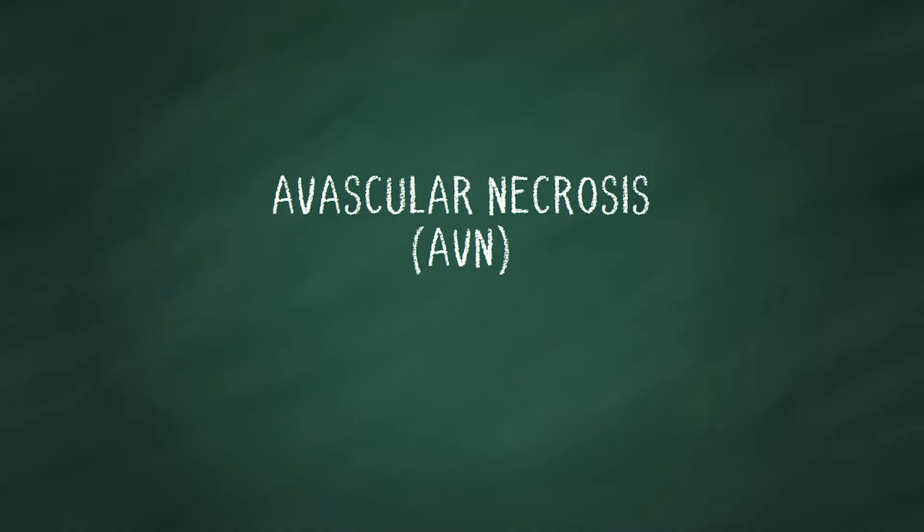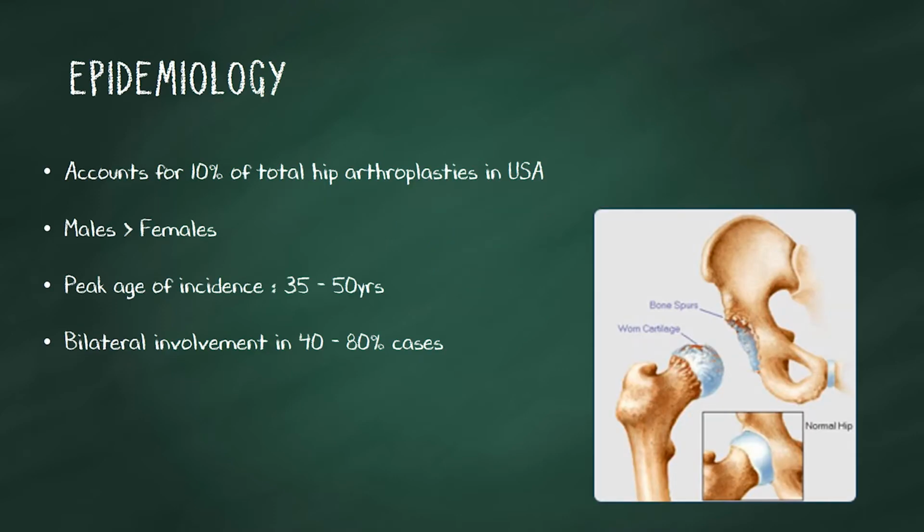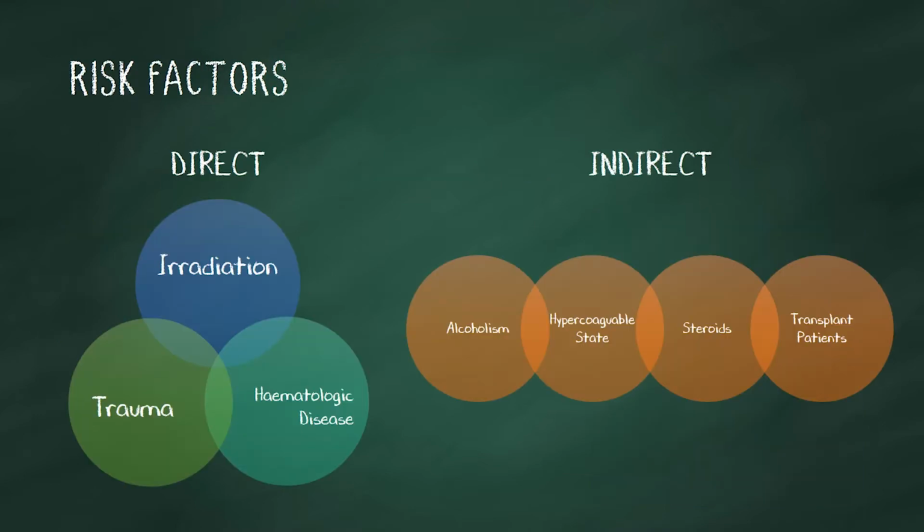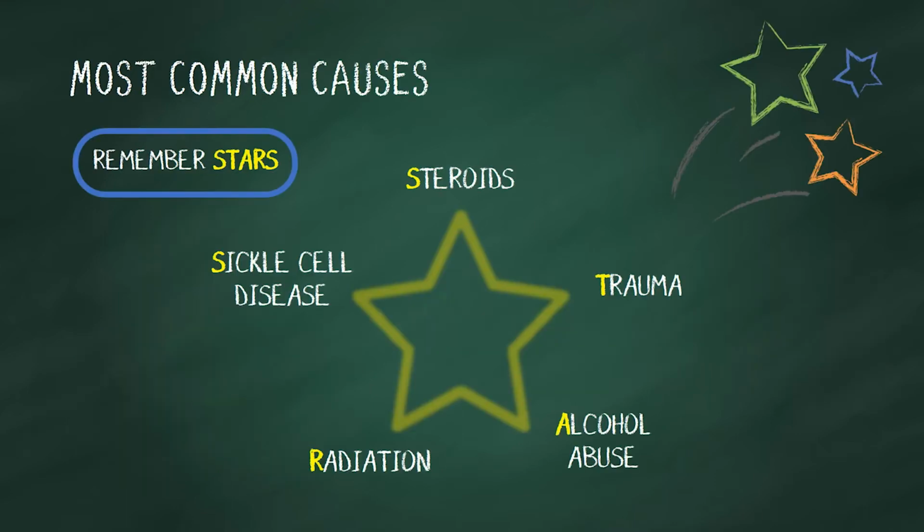Avascular necrosis is the result of ischemic bone death of the femoral head after compromise of its blood supply. AVN is bilateral in 40% to 80% of patients. It is common in relatively young patients, with the mean age at diagnosis being 38 years old. Although no cause is found in 20% of cases, trauma, alcohol consumption, as well as corticosteroid use are a few of the main risk factors. Here's an easy way to remember the most common causes of avascular necrosis.